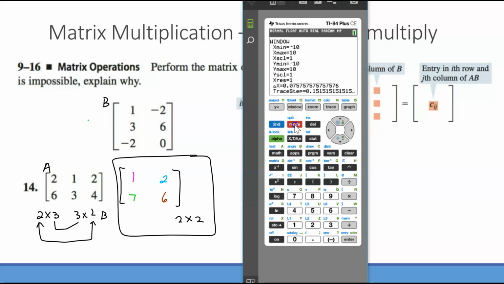Okay, so again, we want to make sure to get the correct answer. So we want to check our entries. Let's go ahead and see what we put in matrix A. 2, 1, 2, 6, 3, 4 looks good. Let's see what we put in matrix B. Matrix B, we put in 1, negative 2, 3, 6, negative 2, 0. Looks good. So now we're going to take matrix A and multiply that by matrix B. The multiplication was possible, and there's our 1, 2, 7, 6 that we got by hand.